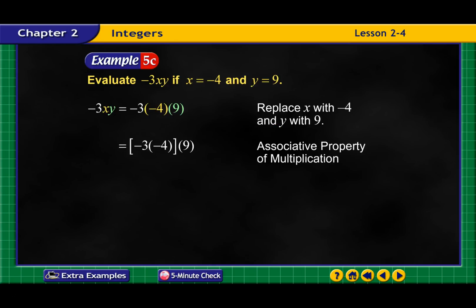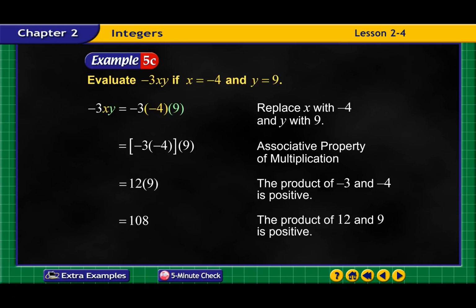We're going to just multiply left to right. -3 times -4. It's going to be a positive number because the signs are the same. So it's going to be +12. And then we're going to multiply that by 9. Positive and positive is also going to stay positive. 108 is the product of those two together. So our answer will be 108.